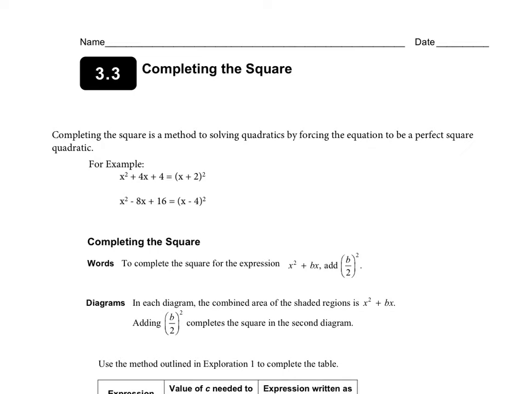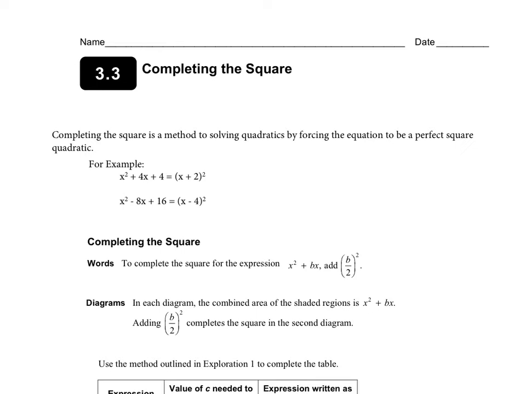So in this lesson, we're going to learn how to complete the square. Completing the square originated as a way to solve quadratic equations, another way on top of the other ways you know how to solve them. There's solving by square roots, there's factoring and then solving, there's using the quadratic formula. So this is another way to solve a quadratic, and it's called completing the square.